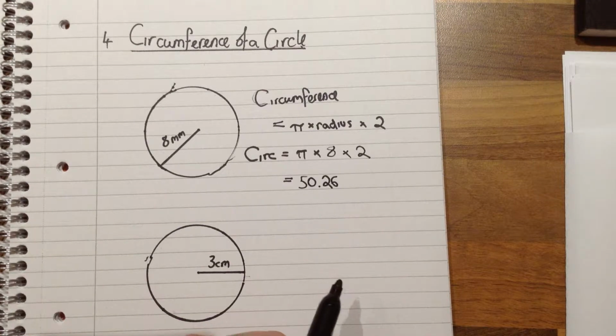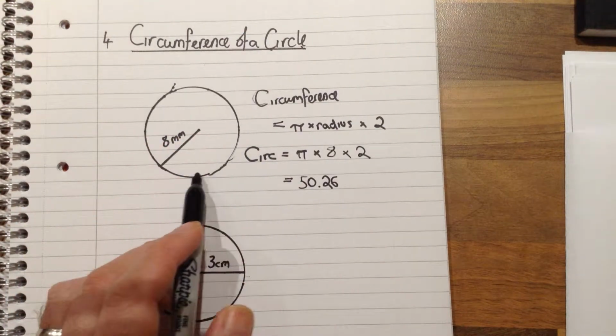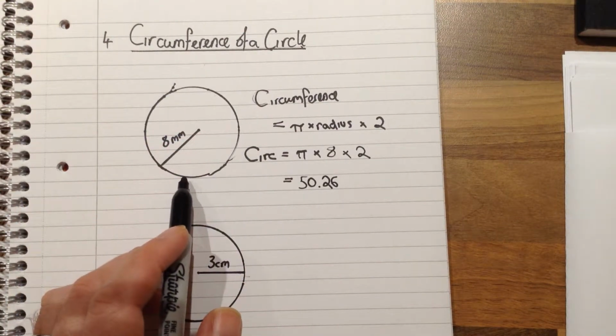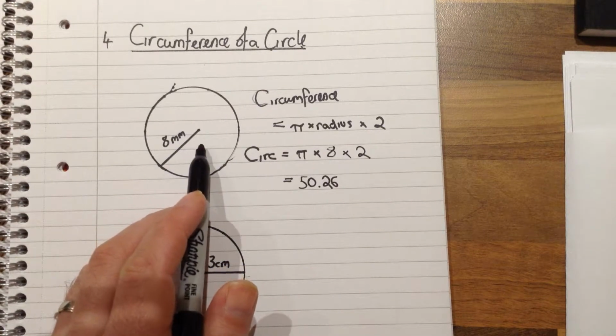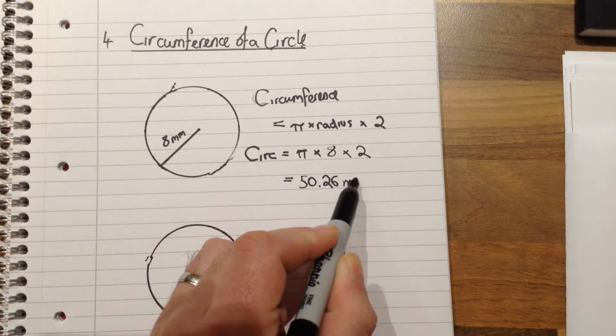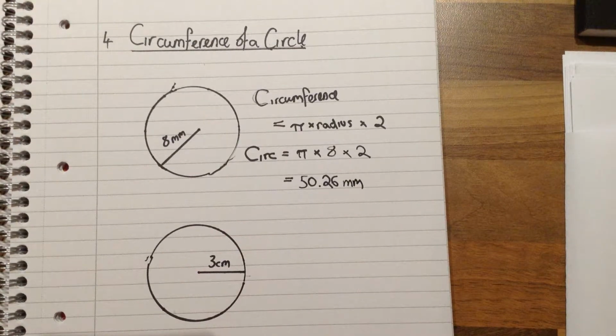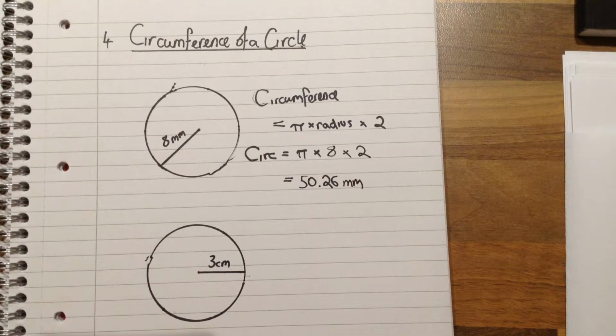Now the units for this one, because we are looking at how long something is, its length, the unit is going to be exactly the same as whatever it says for the radius. So here it is going to be millimetres. We don't need to put the squared on because it's not area, so we're not looking at space inside.